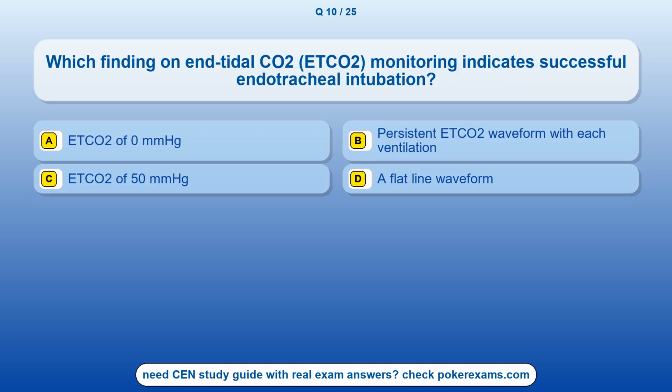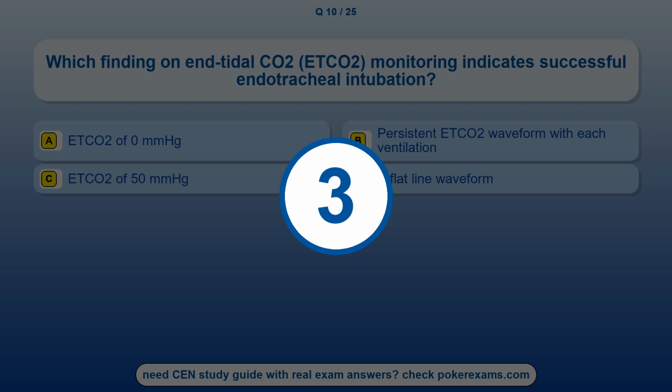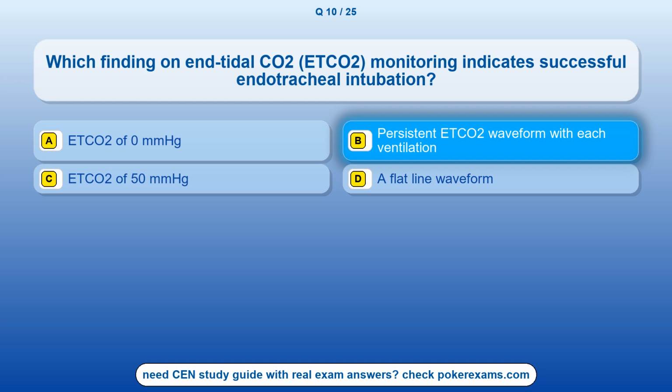Question 10. Which finding on end-tidal CO2, EtCO2, monitoring indicates successful endotracheal intubation? Option A, an EtCO2 of 0 mmHg. Option B, persistent EtCO2 waveform with each ventilation. Option C, an EtCO2 of 50 mmHg. Option D, a flat line waveform. The correct answer is option B, persistent EtCO2 waveform with each ventilation.